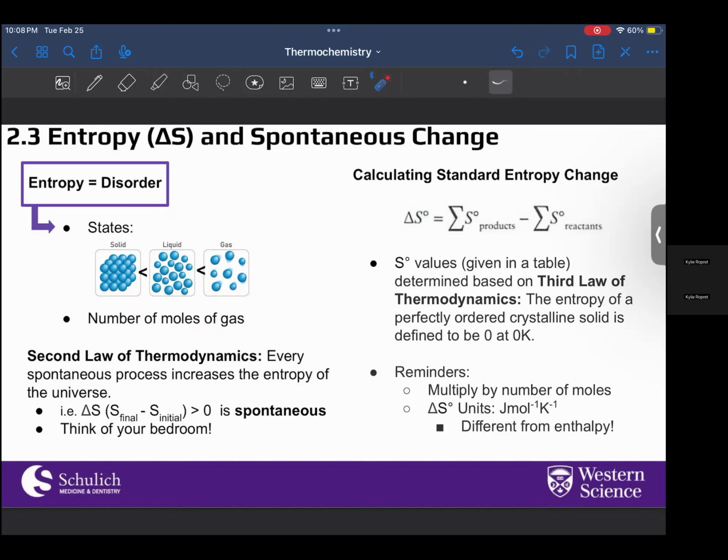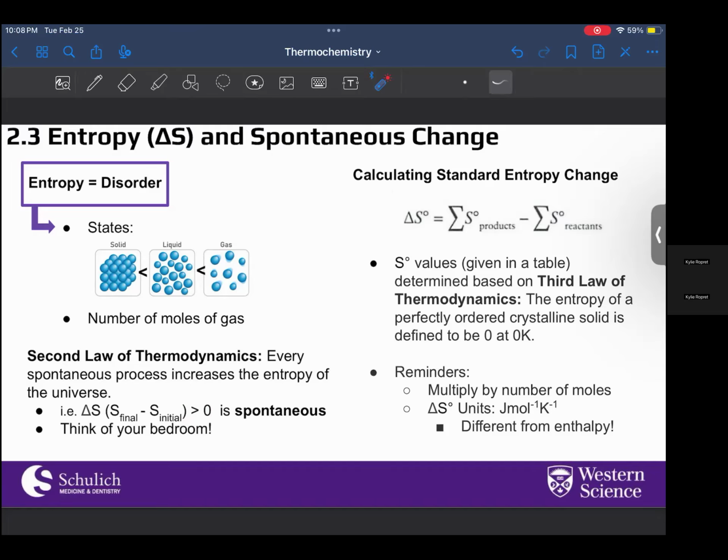Okay, and so remember those laws of thermodynamics that I talked about? Well, the second and third ones are actually all about entropy. So let's start with the second one, which says that every spontaneous process increases the entropy of the universe. So what this is saying is that the universe will favor processes where the entropy increases. So if you think about this mathematically, it means that the final entropy will be greater than the initial entropy. So the universe favors delta S values that are positive or greater than 0.